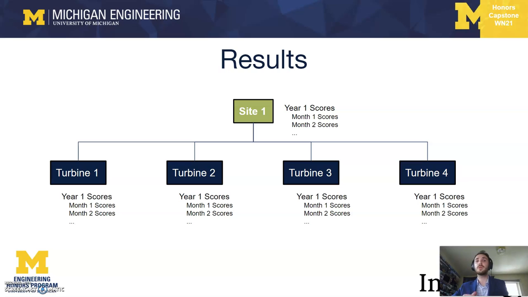Underneath the site level score, you would then have the turbine level scores, which could be used to compare health and performance between turbines. At both the site and turbine level, you would then have annual scores and monthly scores to view trends over time.